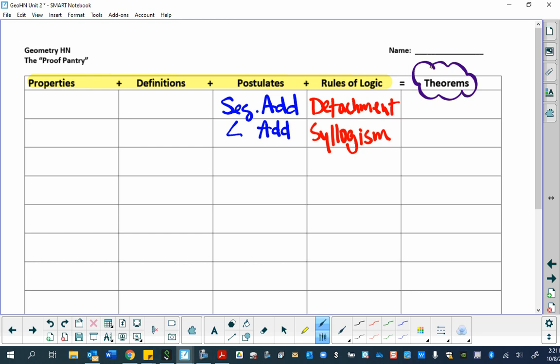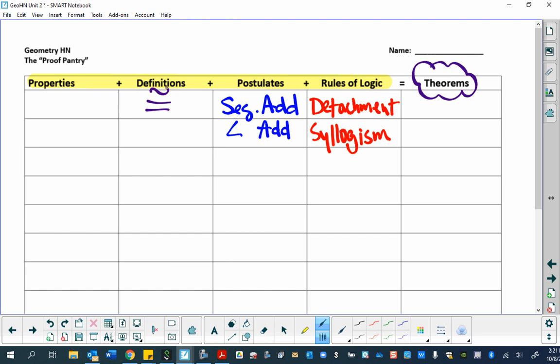Now, when we talk about definitions, you could list 30 definitions for this whole page. But start thinking about the ones that you start hearing over and over again. Your number one definition that you hear all the time is the definition of congruence. You hear supplementary, complementary, right angle, midpoints, bisector. Whatever these proofs are having you do, that's what you add.